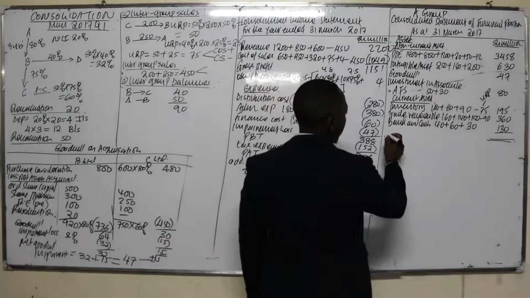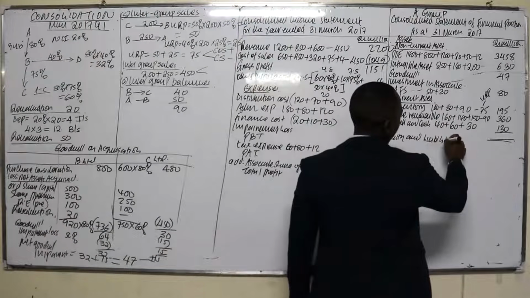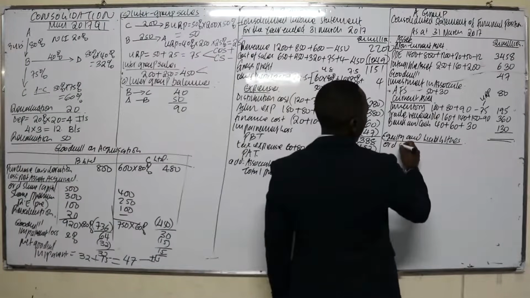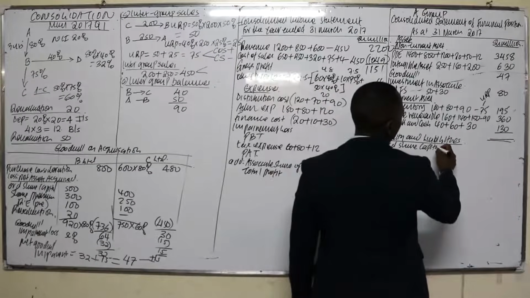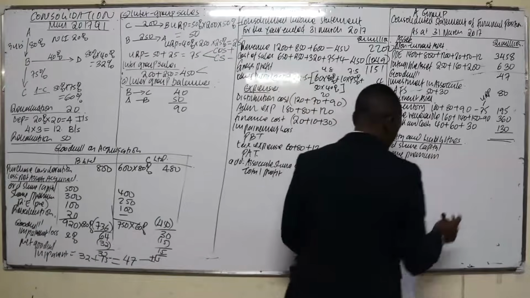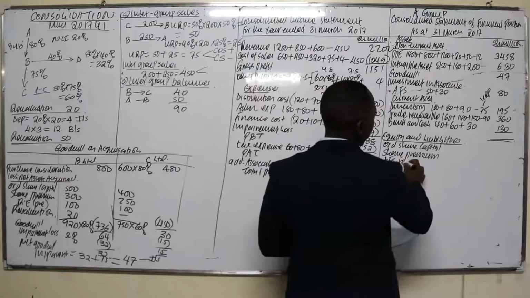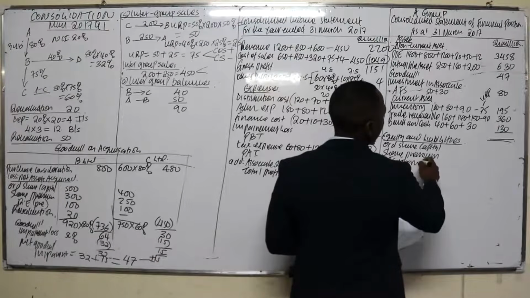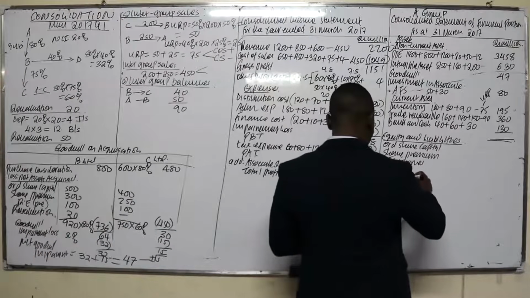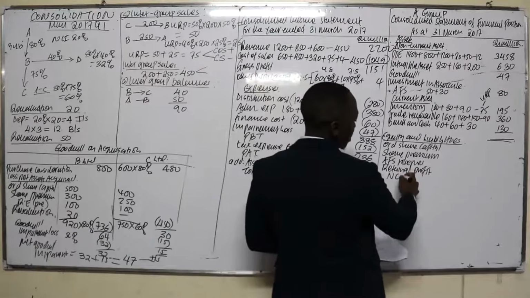Now let's go to the equity and liabilities. In the equity and liabilities, we have ordinary share capital. We also have share premium. We also have available for sale reserves. That means there was a revaluation reserve. Then we have retained profits. Then you also factor in the non-controlling interest.